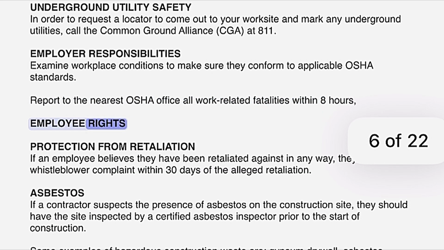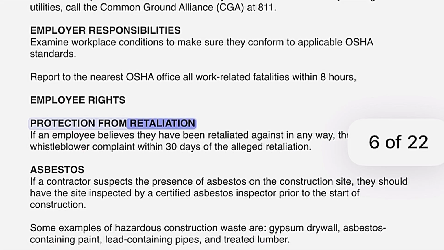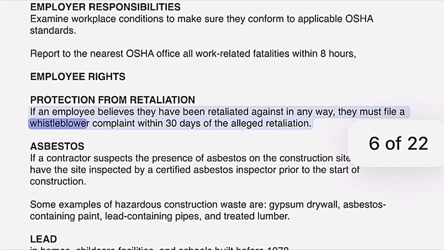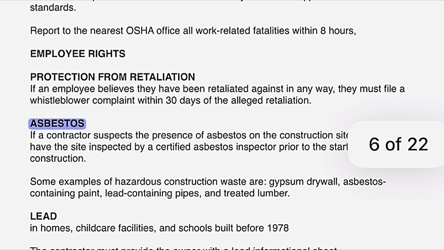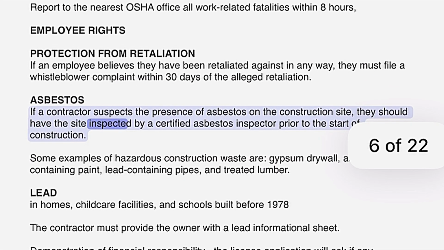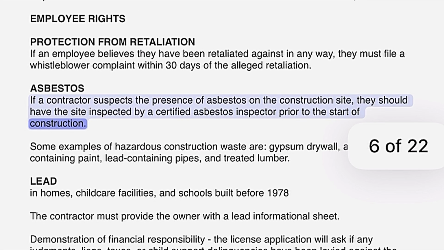Employee rights. Protection from retaliation. If an employee believes they have been retaliated against in any way, they must file a whistleblower complaint within 30 days of the alleged retaliation. Asbestos. If a contractor suspects the presence of asbestos on the construction site, they should have the site inspected by a certified asbestos inspector prior to the start of construction.